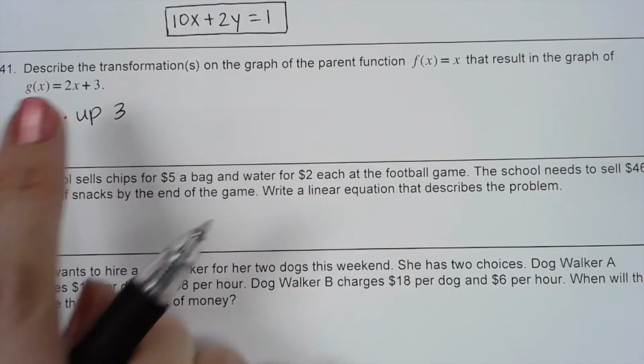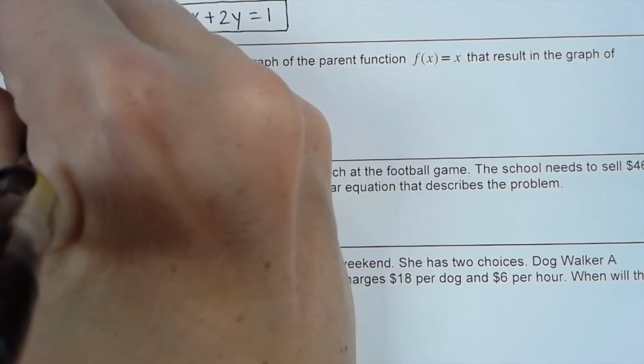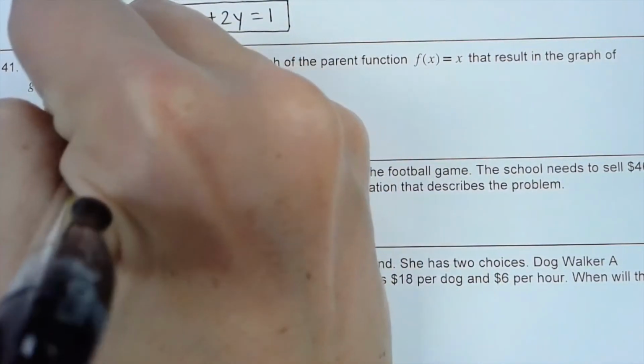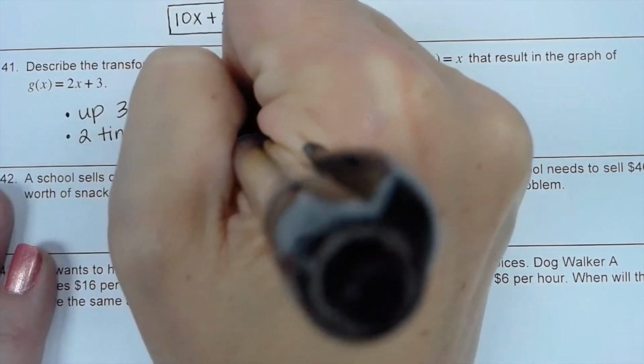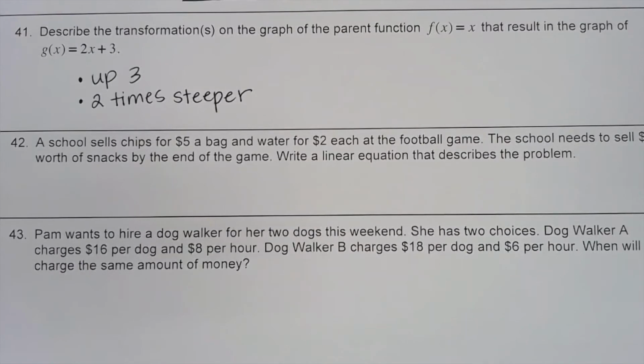And then the other thing that changes is that number 2 that's out front. And so the 2 is going to change two things. It's going to rotate the graph, but it's also going to make the graph be 2 times steeper. So it's going to be getting larger at a rate 2 times steeper than the other graph would be. And so those two things will both change on the graph.